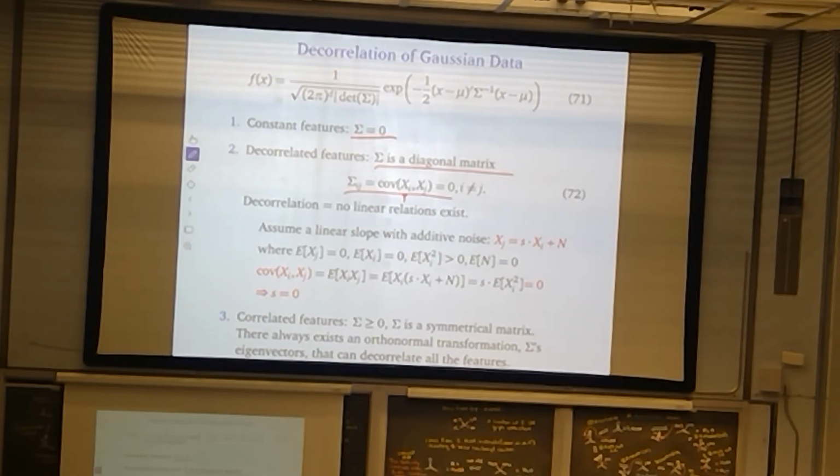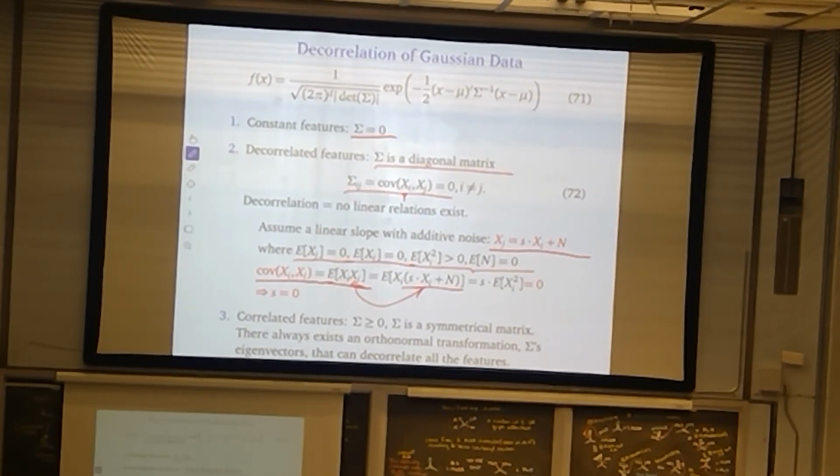What does decorrelation mean? Decorrelation means there are no linear relations. Let's prove that. If xj is linearly correlated with xi plus some noise, and we assume the noise has 0 mean, and xi has non-trivial variation, then if you calculate the covariance, it becomes E[xi xj], and you substitute the assumed linear relation into it. Then you will get S E[xi squared], and xi and n are independent of each other, and E[n] is 0, so that term is cancelled out. So it only remains this. If the covariance is 0, and xi contains non-trivial variation, S has to be 0. That means decorrelation: no linear relation possible.